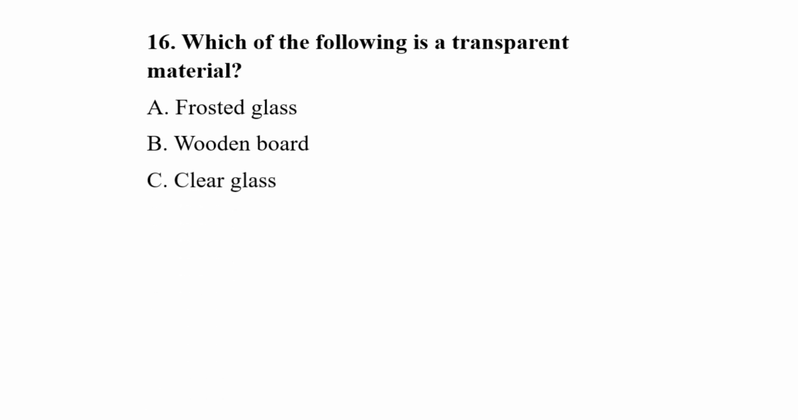Question number 16. Which of the following is a transparent material? A. Frosted glass. B. Wooden board. C. Clear glass. D. Wax paper.